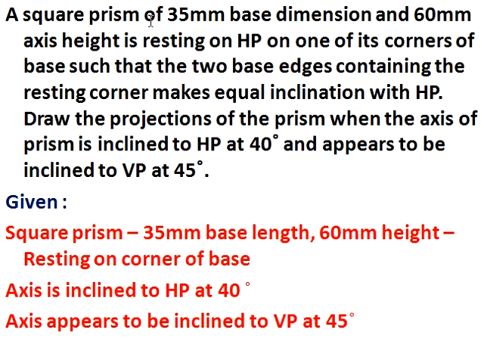So your question is as follows. A square prism of 35 mm base dimension and 60 mm axis height is resting on HP on one of its corners of base such that two base edges containing the resting corner make equal inclination with HP. Draw the projections of the prism when the axis of the prism is inclined to HP at 40 degree and appears to be inclined to VP at 45 degree.